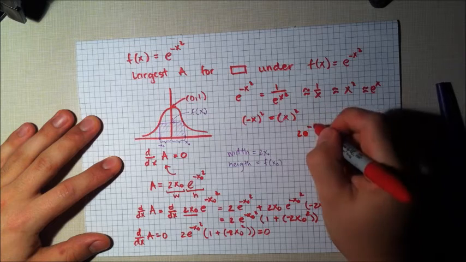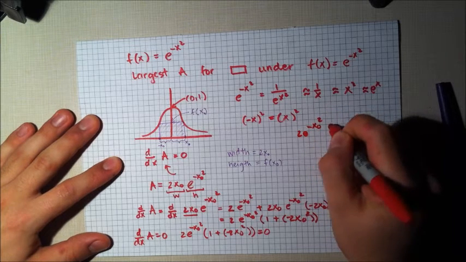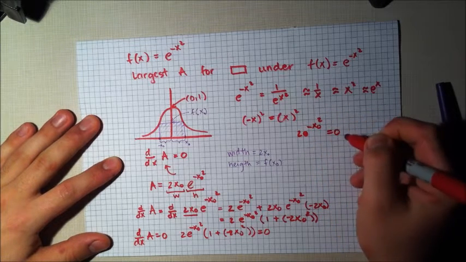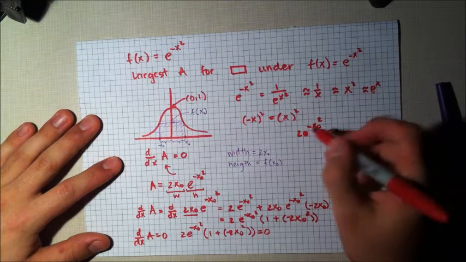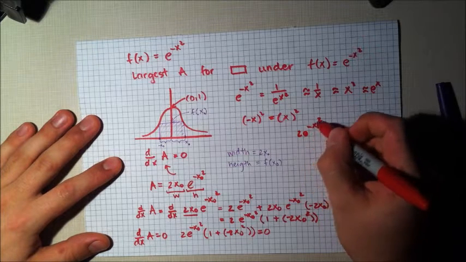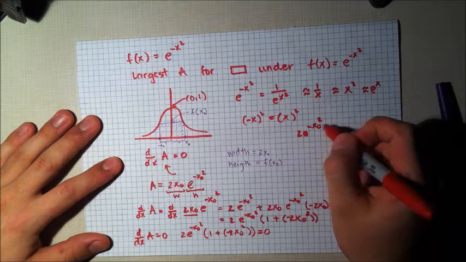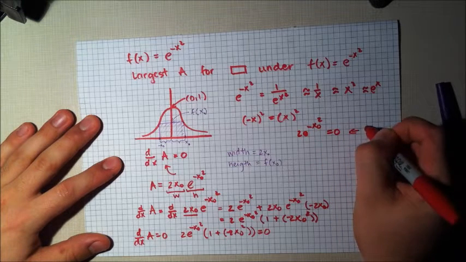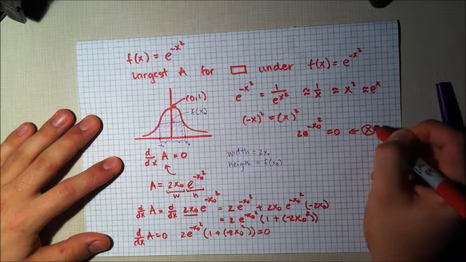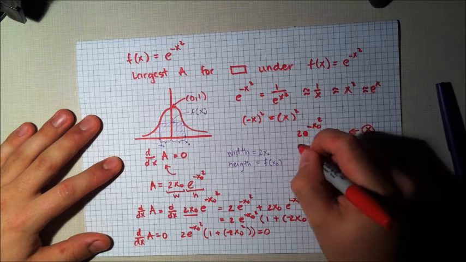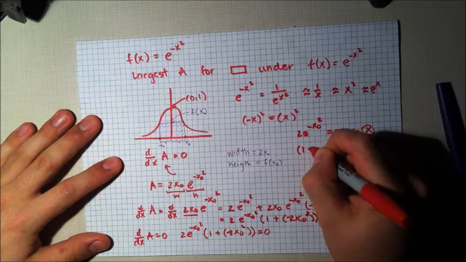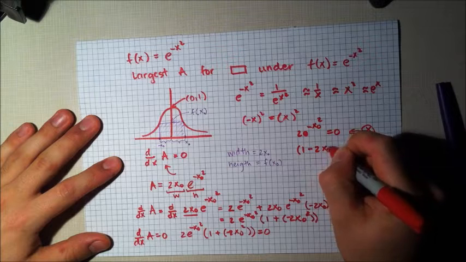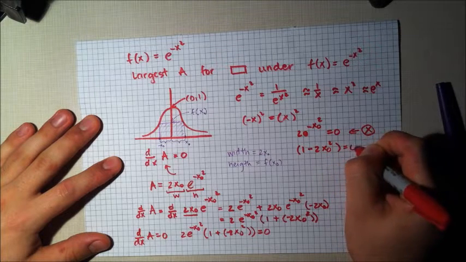So moving over here, 2e to the negative x naught squared equal to 0. Well, this is never going to happen because 2 cannot equal 0. Now e to the power of anything can never equal 0. So this one does not help us. So let's try the second one. 1 minus 2x naught squared equals 0.